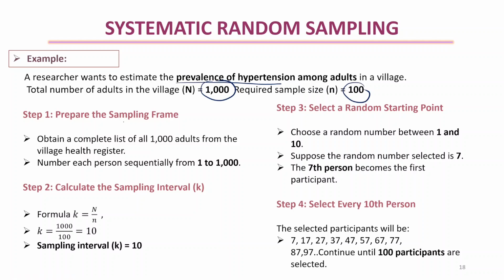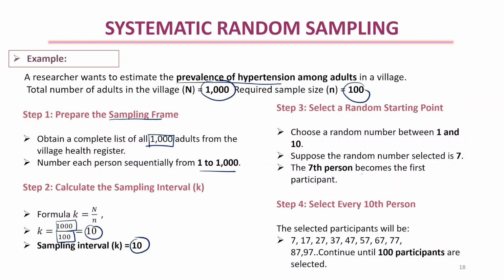First we have to prepare the sampling frame. I will obtain a complete list of 1000 adults from the village health register and I will number each person in a sequential manner from 1 to 1000. Then I will calculate the sampling interval, which will be 1000 upon 100, which comes to 10. So my sampling interval is 10.